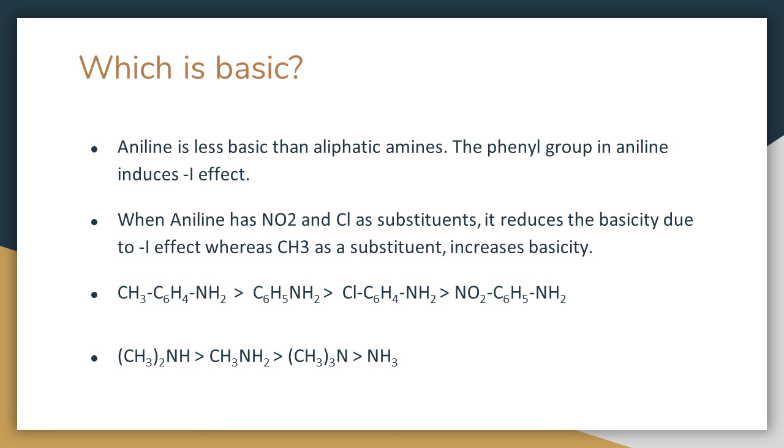Now let us see some more examples. Aniline is less basic than aliphatic amines because in aniline we have a phenyl group which induces minus I effect. Similarly, when the aniline is substituted with nitro or chloro groups as substituents, it reduces the basicity due to minus I effect. But if we substitute aniline with a methyl group, it increases the basicity.